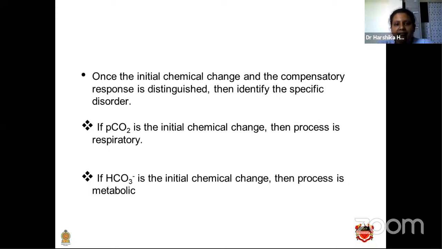Once you have identified the initial change and the compensatory response, you can identify the specific disorder. For example, if PCO2 was the initial chemical change, you call it a respiratory disorder. If the initial change was in carbon dioxide tension, your primary disorder is respiratory. Similarly, if the initial chemical change was in bicarbonate, the process is a metabolic disorder, a primary metabolic disorder.